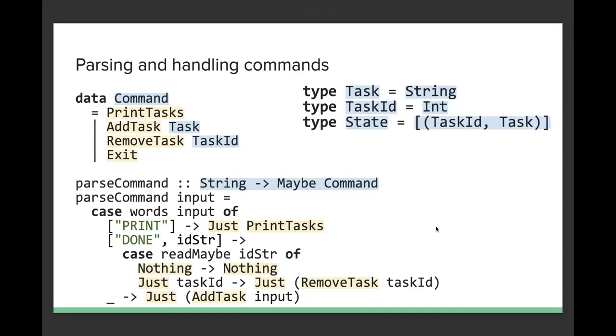Yep. So case of, between case and of, you have any expression. And you're pattern matching the result of this expression. So this means that you apply words to input, you get a list of strings, and then you pattern match that list of strings. Okay, makes sense?